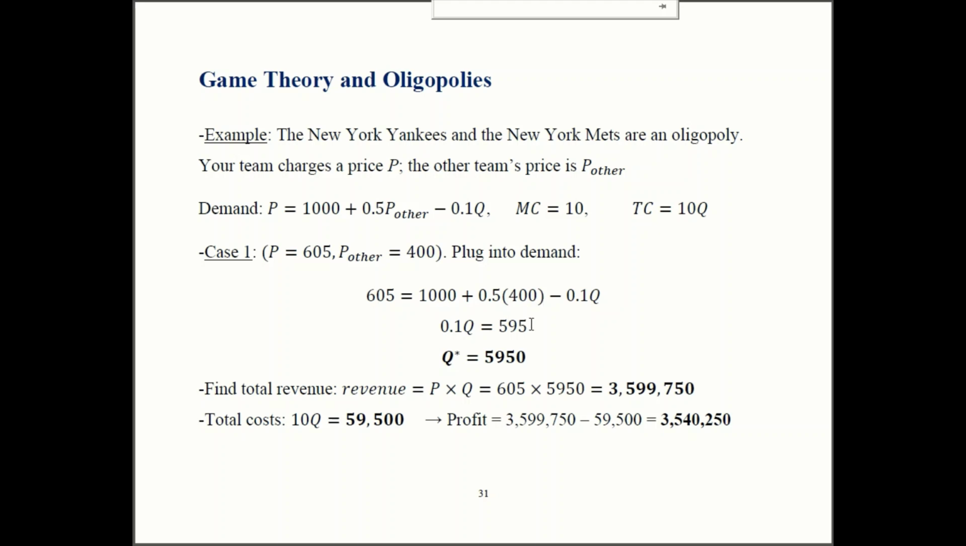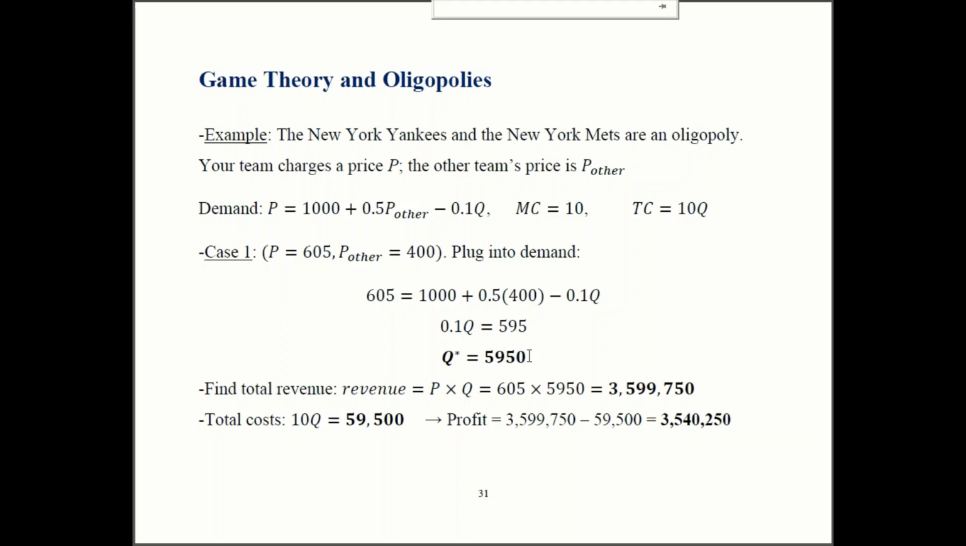1,200 minus 605 is going to be 595. Then you can push the 0.1Q to the other side, and you have 0.1Q equals 595. So to isolate the Q, or perhaps I should say in these times to quarantine the Q, you could divide both sides by 0.1, and that gives you Q star, the optimal Q of 5950. So now we found quantity.